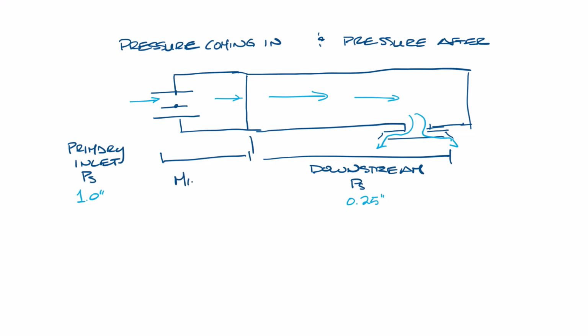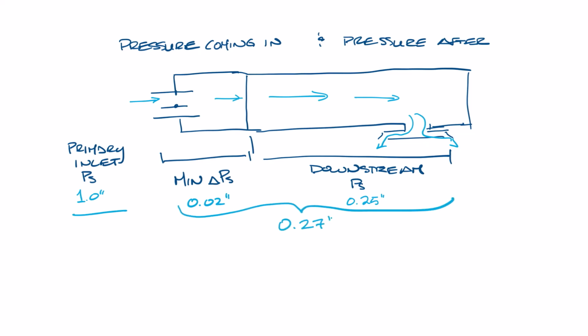The next pressure you'll see is minimum delta P. This is the pressure loss across the VAV box with the damper wide open. So for this box, let's say the minimum delta P is 0.02 inches. That means you need enough inlet pressure to cover the 0.25 inches downstream plus the 0.02 inch minimum delta P.